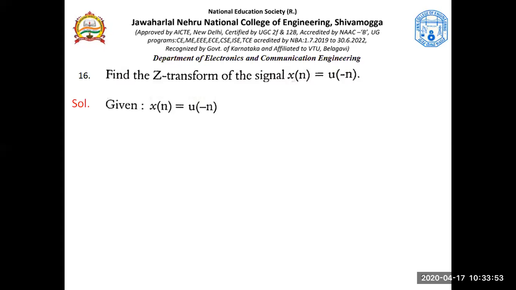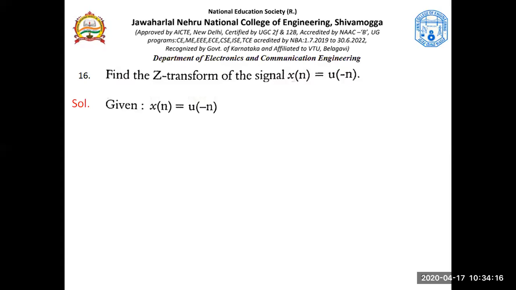So this is what is given. We are asked to find out the Z transform of this. Which property needs to be made use of here? It is u of minus n. The basic signal is what? The basic signal is u of n.